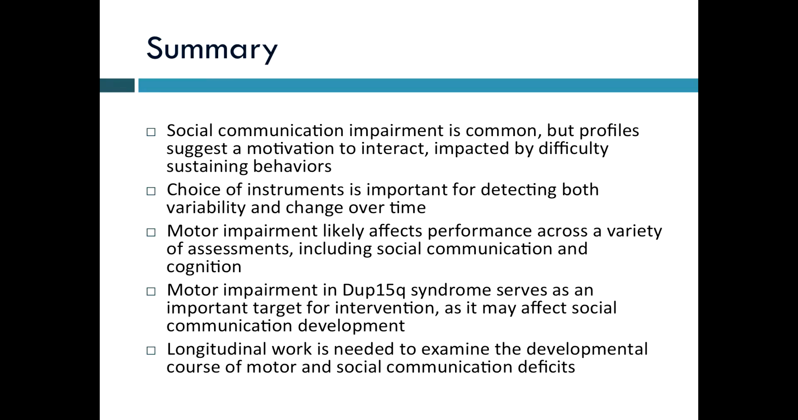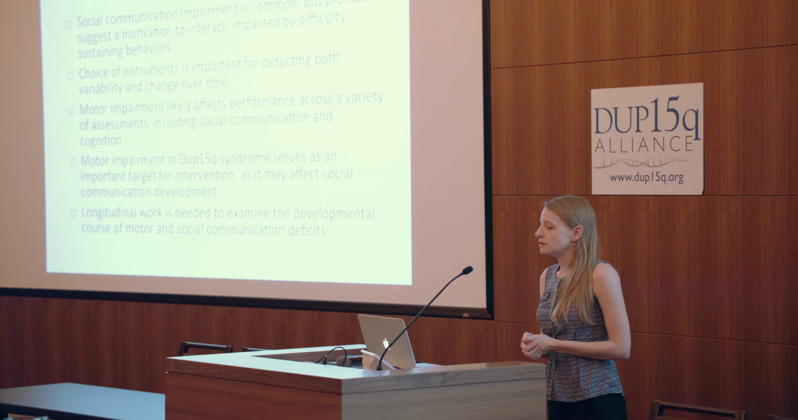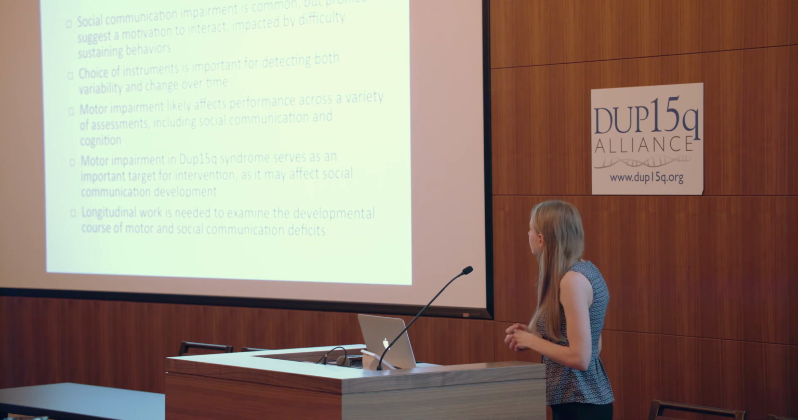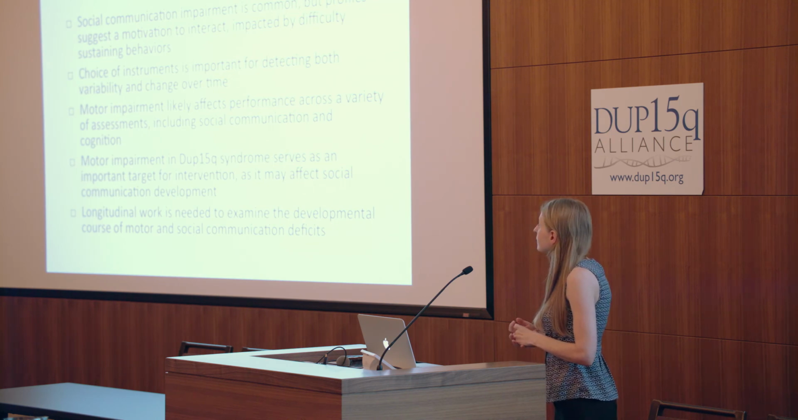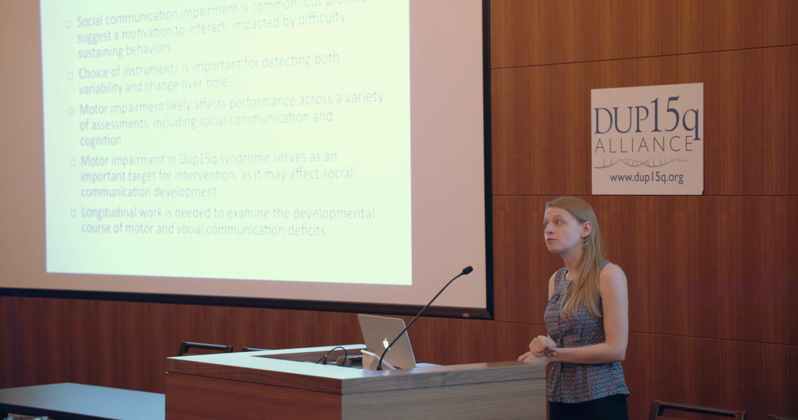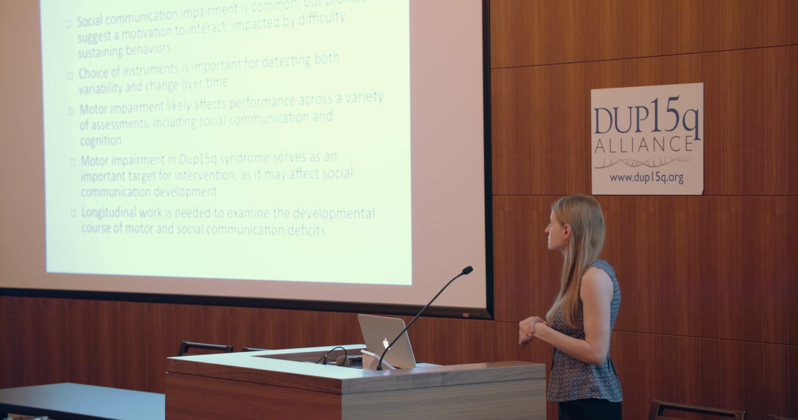Hopefully you can see that, although social communication impairment is certainly common in Duke 15Q kids, we do see this motivation to interact, which seems to be impacted by difficulty sustaining behaviors and the motor impacts. So our choice of instruments is going to be really important for how we detect that variability and change over time. Their motor impairment certainly affects their performance across a variety of instruments, so we need to take that into account when we're thinking about how to use those scores.